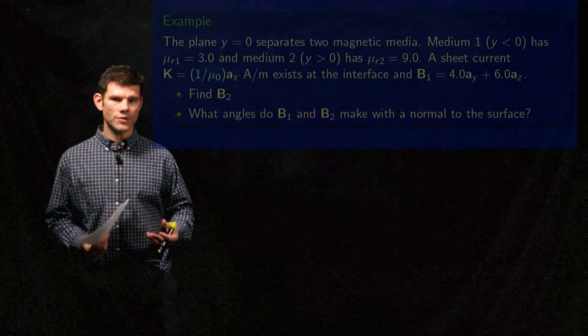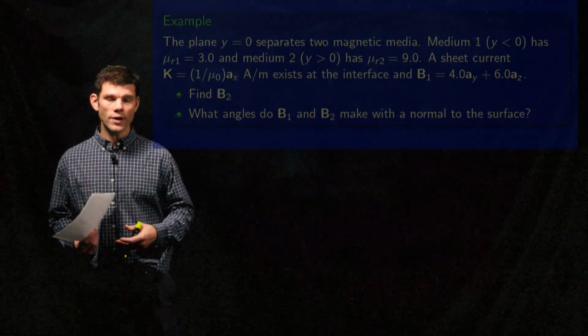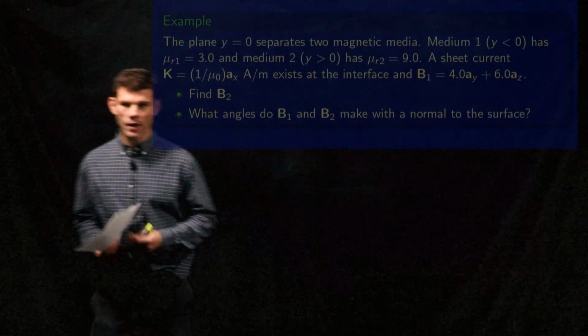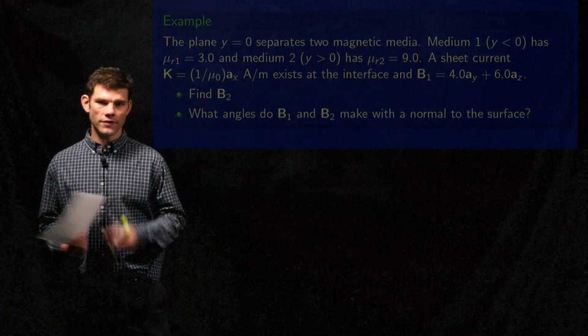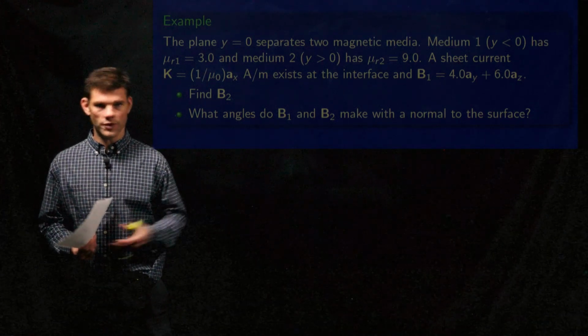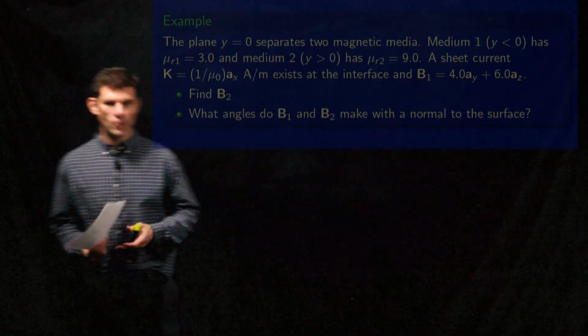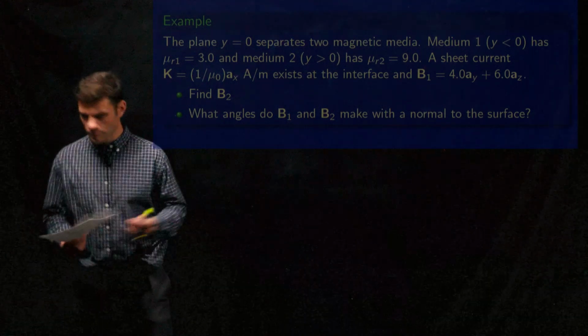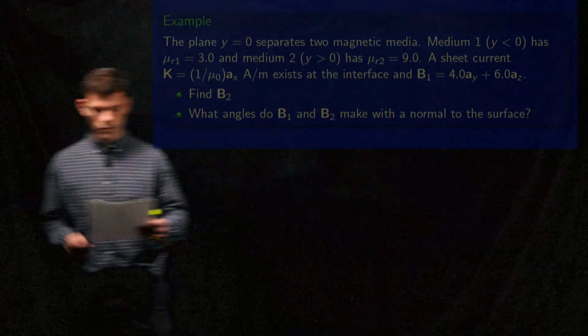We have two objectives here. First is to find out what is the field in the second medium, and then what angles do the field in the first medium and the second medium make with the normal to the surface. So we should notice that we have different angles because we have different permeabilities. Okay, so now I'm going to cover this example.